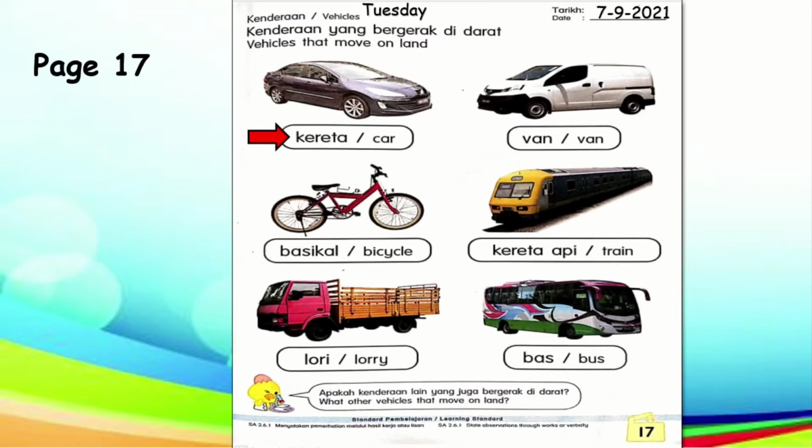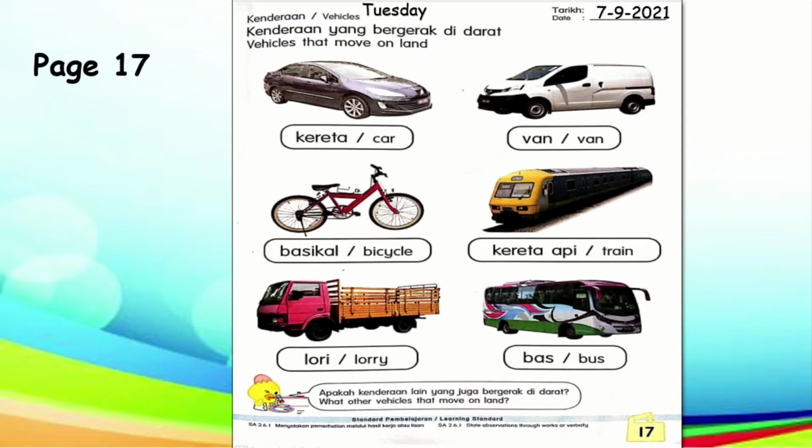Car. So we can see car moves on land. Van. Bicycle. Train. Lorry. And also bus. So there are many other vehicles that can move on land.